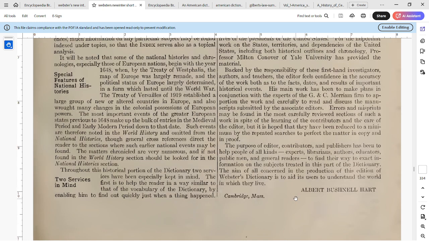The purpose of editor, contributors, and publishers has been to help people of all kinds, experts, librarians, authors, educators, public men, and general readers, to find their way to exact information on the subjects treated in this part of the dictionary. The aim of all concerned in the production of this edition of Webster's Dictionary is to aid its users to understand the world in which they live. Albert Bushnell Hart.